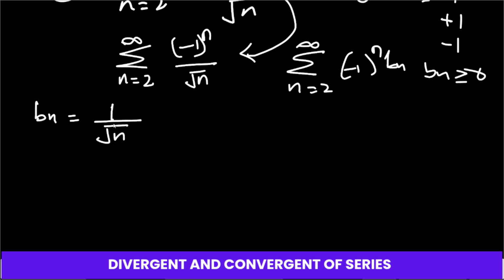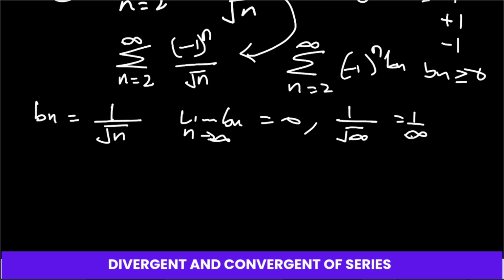If we have this in mind, the next thing we are going to do is to take the limit. If we take the limit as n approaches infinity of bn, it should be equal to 0 before we can proceed. So let's try it and see. That will give us 1 over root of infinity, and that's the same as 1 over infinity, and that will give us 0. Since the limit as n approaches infinity of bn is equal to 0, we can proceed.